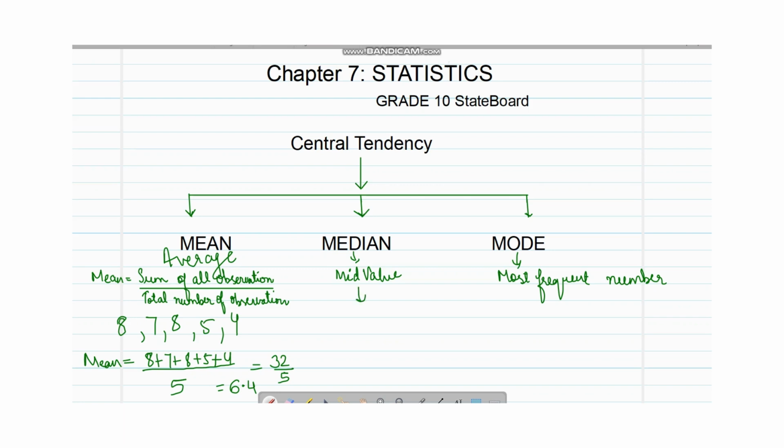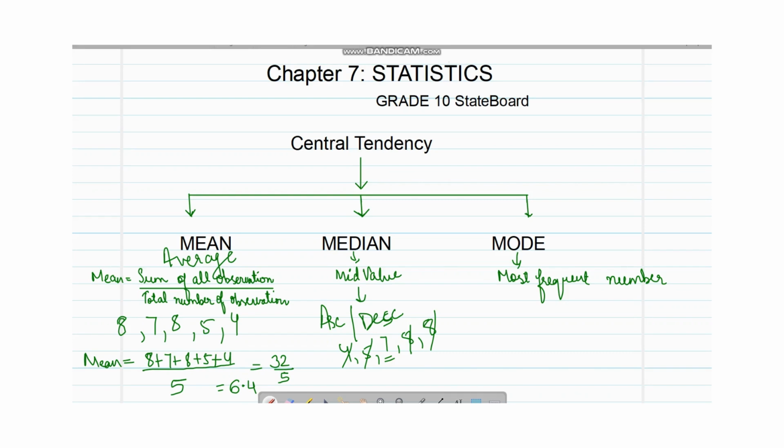First, you will arrange the data in ascending order or descending order. Okay. Now I'm going to arrange the data in ascending order: 4, 5, 7, 8, 8. So median will be the mid value. Cut from last, cut from first, last, first, the mid value is 7. Here the number of terms is odd: 1, 2, 3, 4, 5. So there will be one mid value.